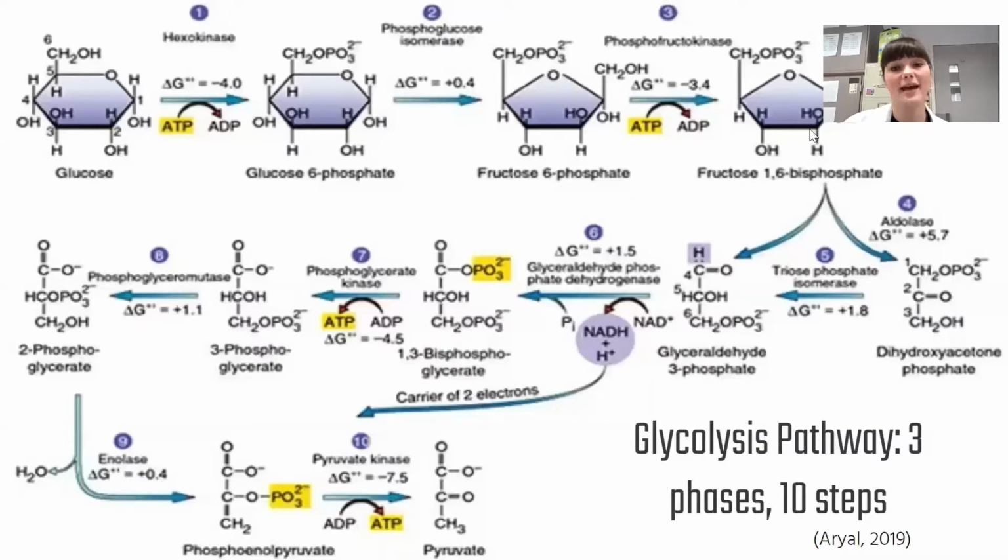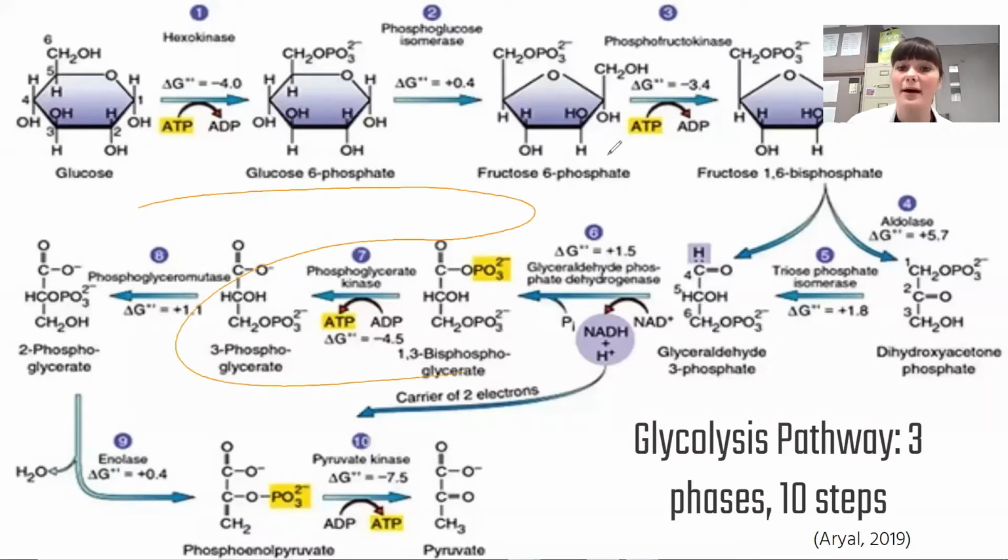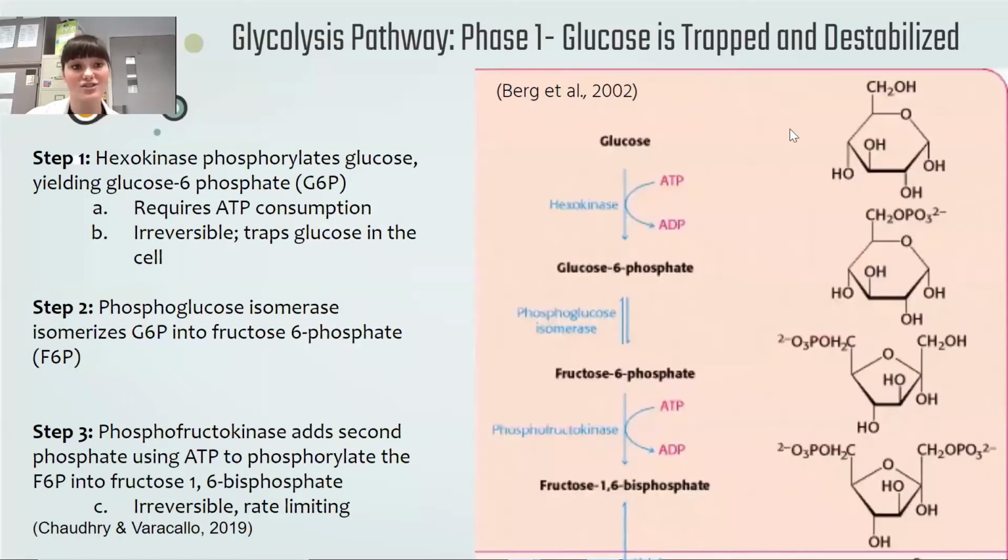So taking a look at this slide, this is the mechanism of glycolysis. Glycolysis consists of 3 overall phases and 10 specific steps, which you can see numbered here all the way down to the bottom. This entire diagram kind of travels in a zigzag pattern. So let's go ahead and zoom in and look at the individual phases and steps of the glycolysis pathway.